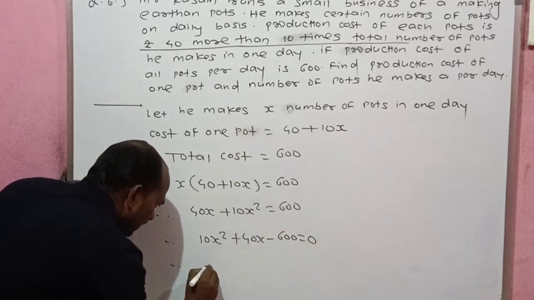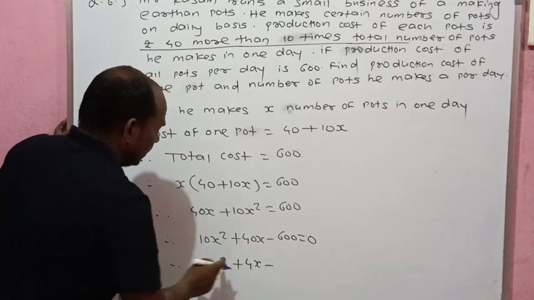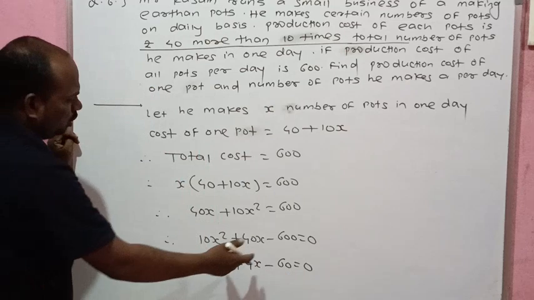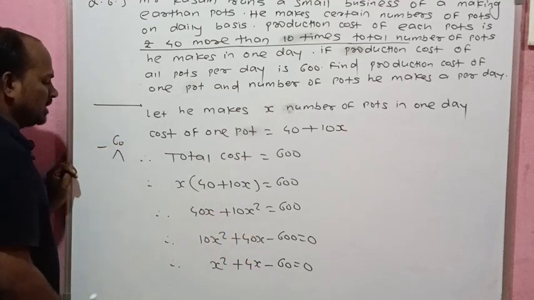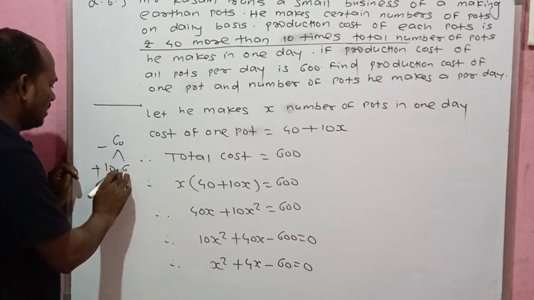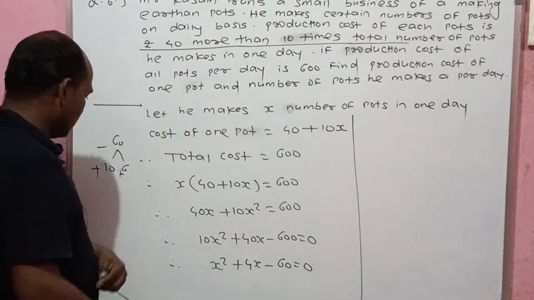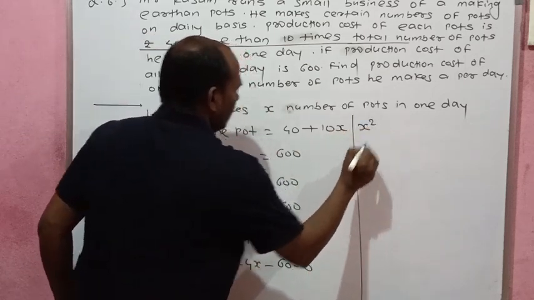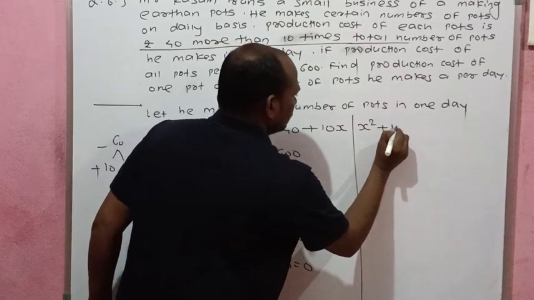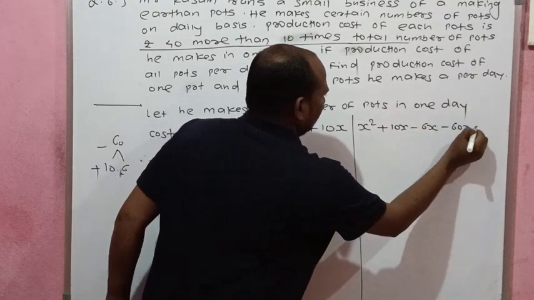We can divide by 10. Now we can factorize. Minus 60, that is 10 6s are 60, minus plus. Now we can solve the quadratic equation. Therefore x square plus 10x minus 6x and minus 60 equal to 0.